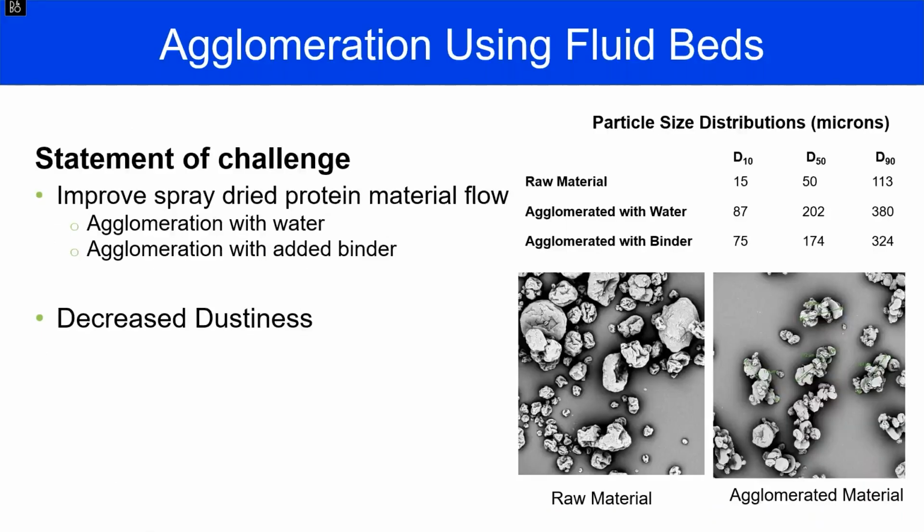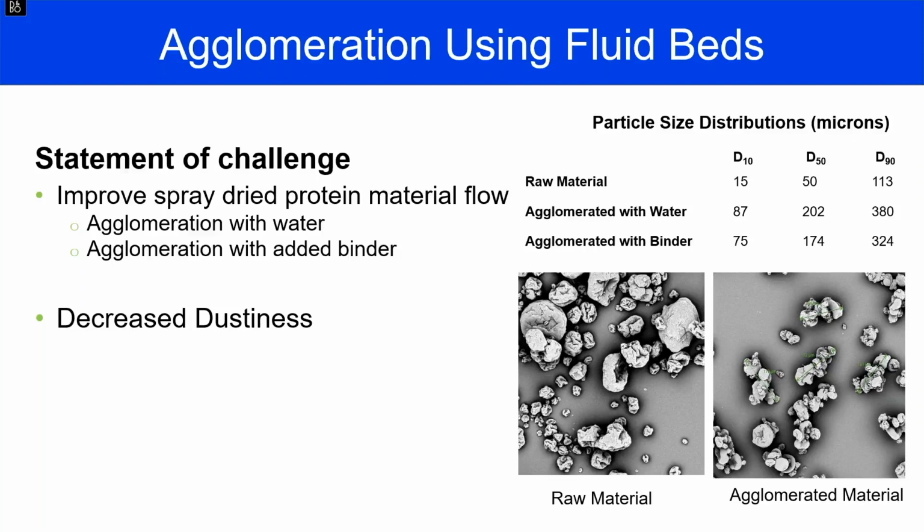Let's take a look at one of the classic reasons that you agglomerate, to improve the powder flow. In this particular case, what we're looking at is taking yeast. This is not live yeast. This is deactivated yeast, and getting better flow. We want to reduce the dustiness, and we want to make it flow better. So the raw material you can see here from the SEM analysis has a D50 of about 50 microns.